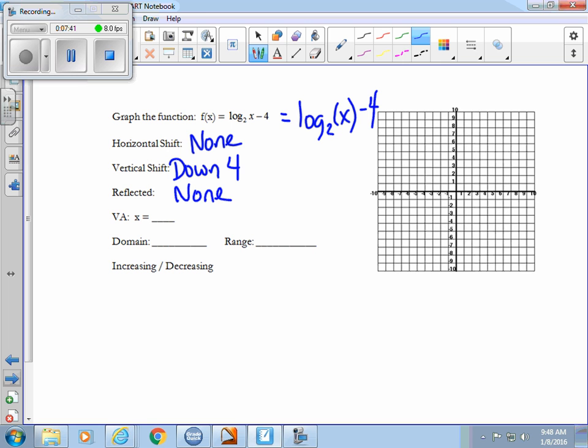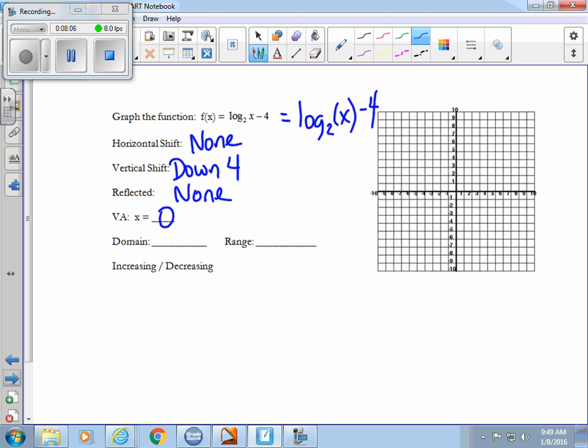No reflection, no horizontal shift. Did you get it, Jeff? Okay, vertical asymptote. Has this been moved left or right? If it hasn't been moved left or right, then what's the vertical asymptote? 0.